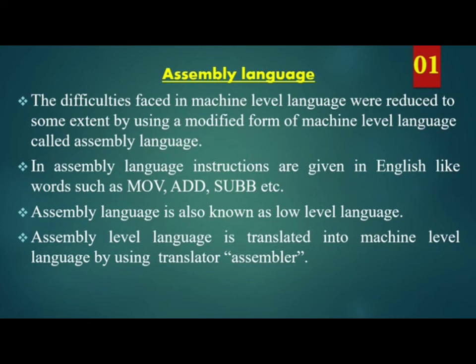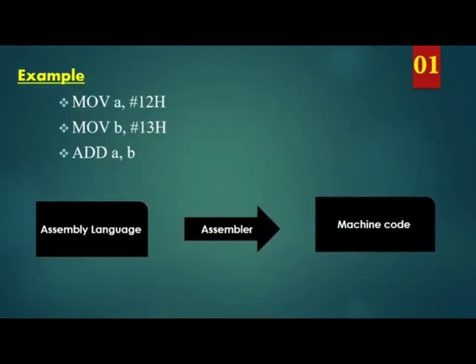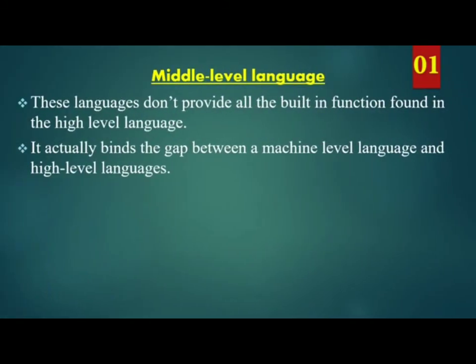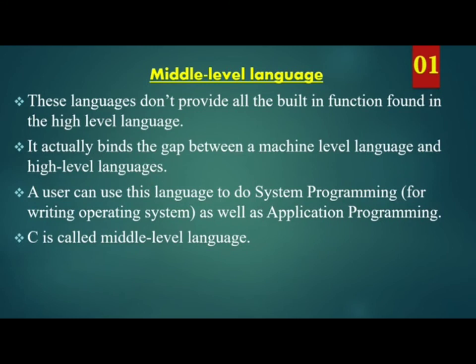So assembly level language is translated. In assembly language also there is a requirement of a translator, that you can see here. Assembly language is converted into machine level language with the help of an assembler. Okay, coming to middle level language, built-in functions available in high level languages cannot be provided by this, but it fills the gap between machine level language and high level language. A user can use this language for system programming and for developing applications and all.